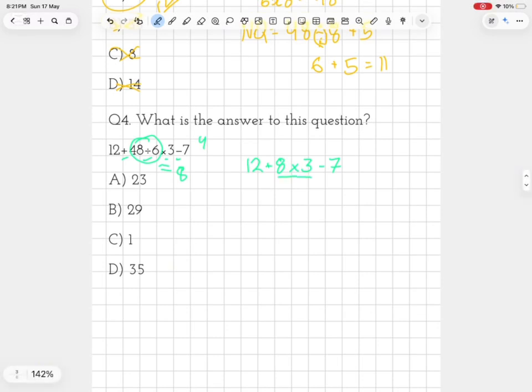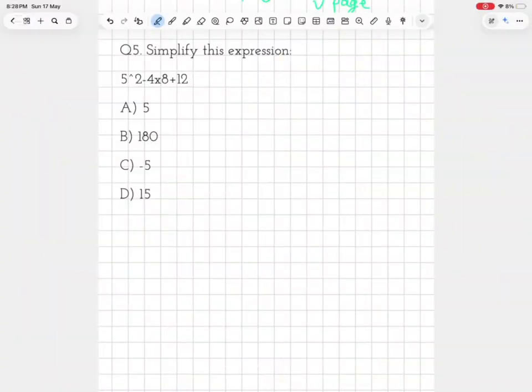So now we should do the multiplication, which is 24. So we know 12 plus 24 minus 7. Now we need to do our addition, which gives us 24 plus 12, which equals 36, minus 7, 29. So now we have our answer. Not 35, not 1, and not 23. The answer is 29.